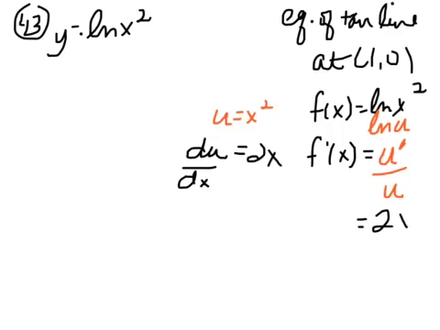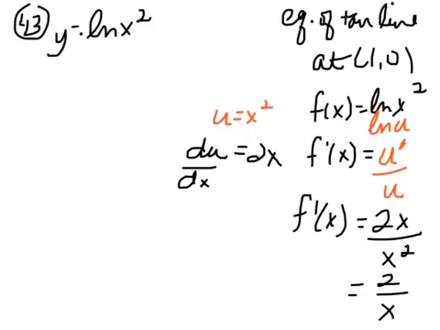I'm going to put 2x over my original u. My original u is x squared, but that reduces. I don't want to leave it like that. Wouldn't that be 2 over x? Yes. Okay, so there's my derivative.